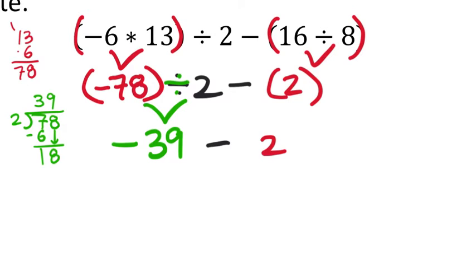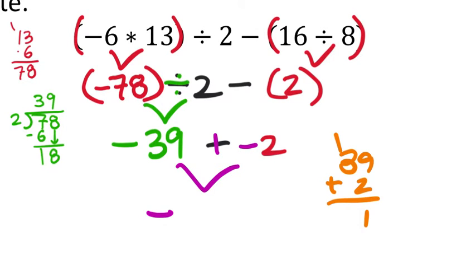So I am subtracting now with a negative. I don't really want to do that, so I'm going to change this and keep change. So plus a negative 2, like this. And now I'm adding 2 negatives, which makes it just more negative. It's going to be more negative. So 39 plus 2, 9 plus 2 is 11, carry the 1, 1 plus 3 is 4, 41. Negative 41 appears to be the final answer on this one.